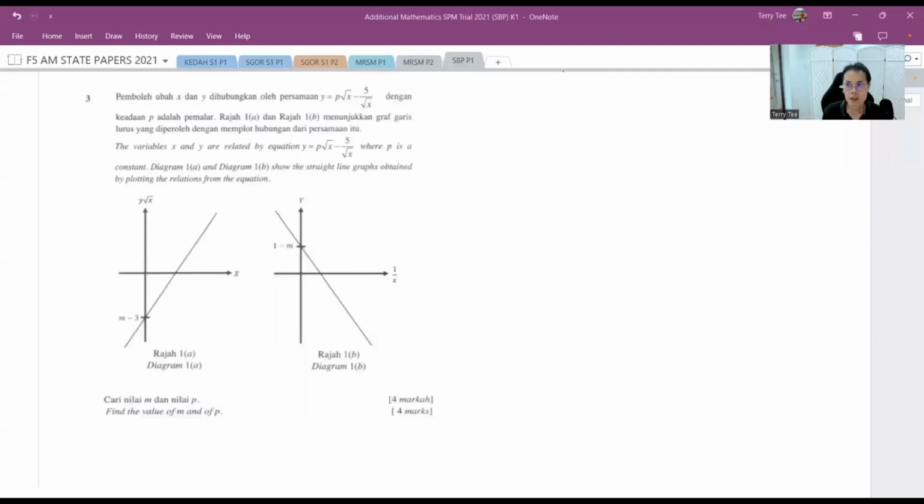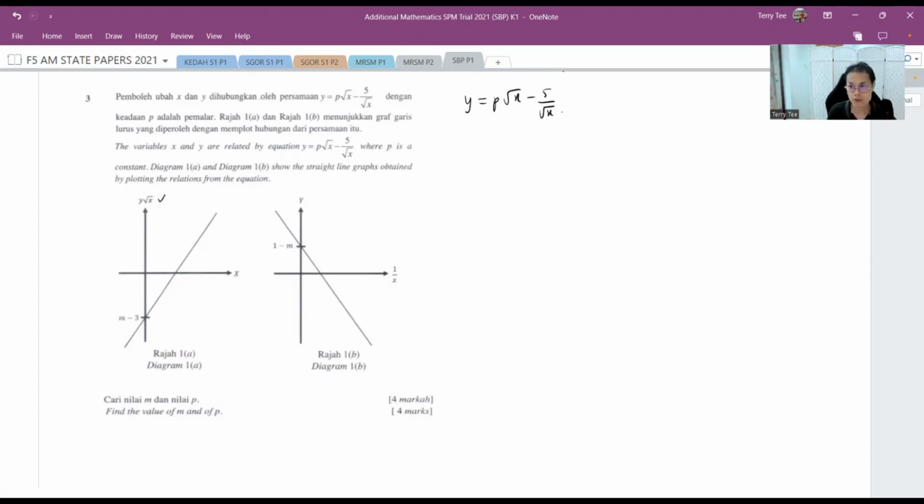Okay, question number 3. This is from chapter 6, linear law. Here we are given a non-linear function in the form of y equals b square root x minus 5 over square root x, and we're supposed to convert to linear form. There are two ways you can convert to linear form, either using the first method here.